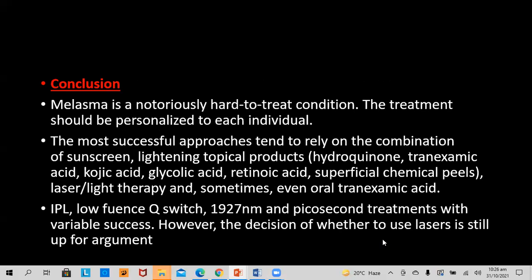So regarding melasma, it is concluded that it is a notorious and hard to treat condition, and treatment should be personalized to each individual. The most successful approach is to rely on a combination of sunscreens, lightening topical products that include hydroquinone, tranexamic acid, kojic acid, glycolic acid, retinoic acid, and superficial chemical peels with laser or light therapy, and sometimes even with oral tranexamic acid. IPL, low fluence QSwitch, 1927 nanometer non-ablative lasers, fractional lasers, and picosecond treatment have variable success. However, the decision of whether to use laser is still up for argument.